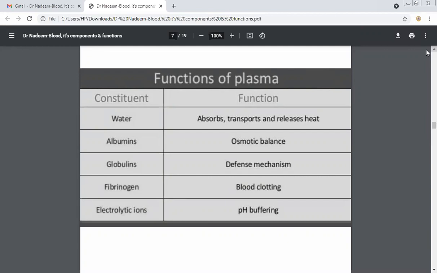Another is fibrinogen, a protein component. So these are the main three protein components of plasma: albumin, globulin, and fibrinogen. Fibrinogen is involved in blood clotting. The other, very small percentage is electrolytic ions, which are meant for pH buffering.